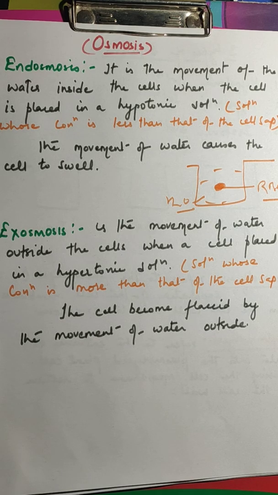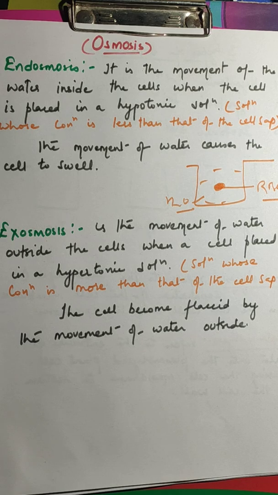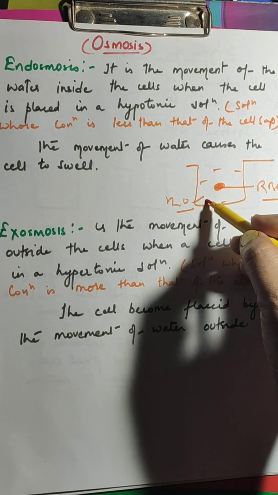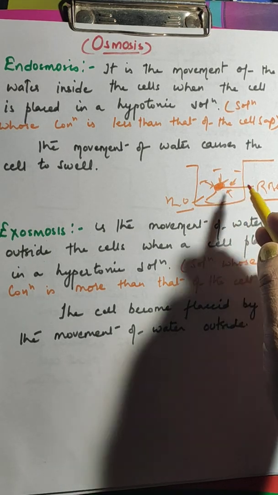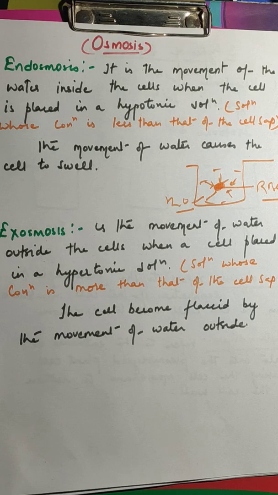The concentration of water inside the RBC is less, but the concentration of water outside the cell is more. So due to the process of osmosis, water will flow inside the RBC and the RBC will swell up. So this is known as endosmosis. Clear? So you can define endosmosis in this way.